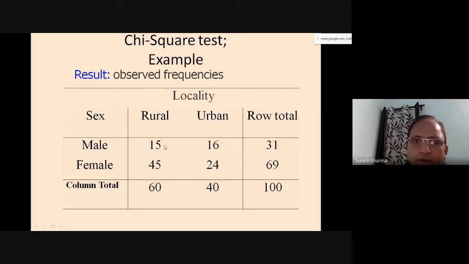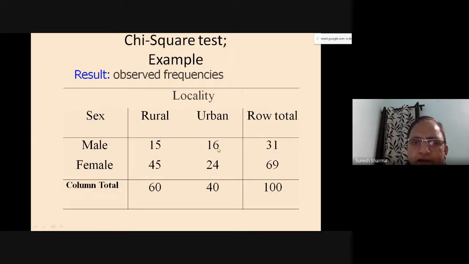Let me just repeat. There are 4 cells here. They are observed values. And I need to get 4 expected values also. So how will I get the expected value? Expected value for 15 will be, just look at the column total, look at the row total, multiply the two. So here row total is 31, column total is 60. So multiply the two means 60 into 31 divided by 100. So I'll get expected for 15.